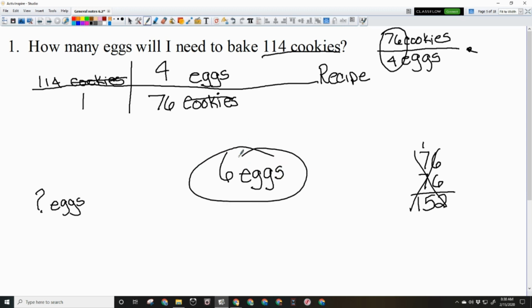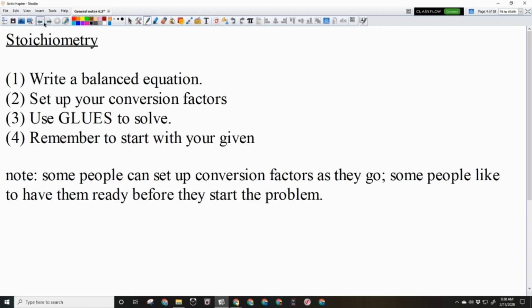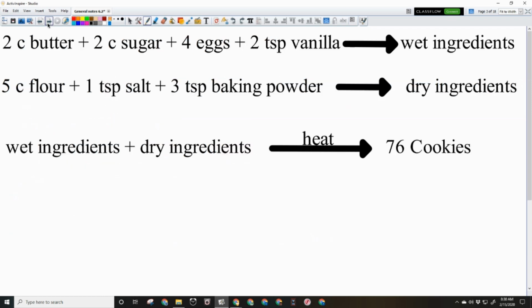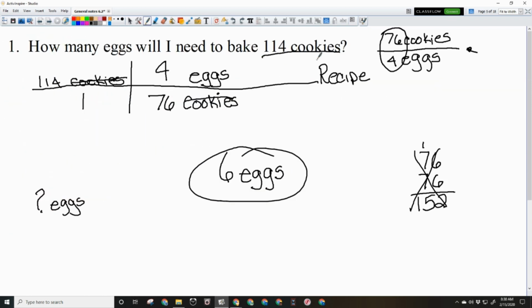Now I could do this with all of the other ingredients that are in this recipe. Now that I know how many eggs, I could go back and I could calculate how much flour I need. Once I get that, I can calculate how much sugar I need. And I can convert this recipe, all of these measurements in this recipe, to make 114 cookies. Okay, it may take some time, but you can do it. It is possible to do that.